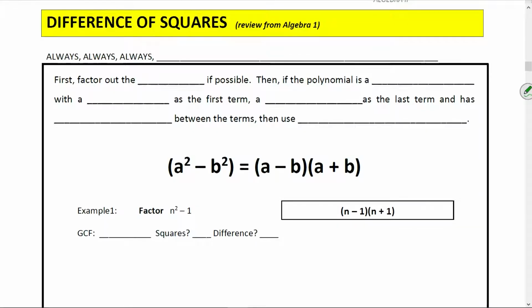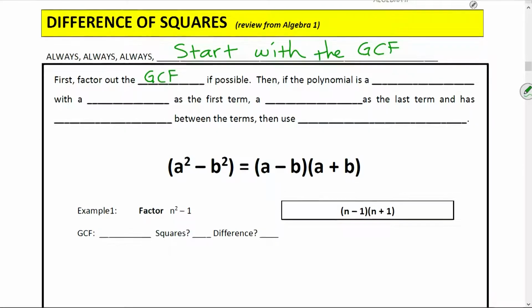But before you do that, we always start with the GCF. We look for the greatest common factor that divides every term. Frequently, even if you can do the difference of squares, you won't even see it until you already factor out the GCF. So you always start with the GCF. For every method, you look first for the GCF, and then you factor out the GCF, if possible.